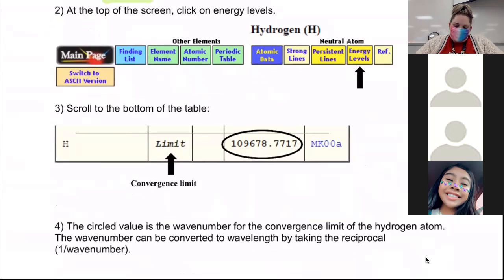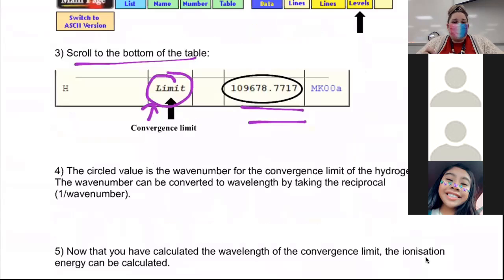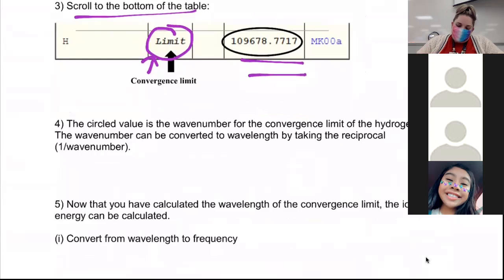Then it says scroll to the bottom of the table. When you get to the bottom of the table, you're going to see the word limit. That's indicating the convergence limit. This number over here is what you're going to use. It's called the wave number. That's different from wavelength. And it tells you here you can convert wave number to wavelength by just taking the reciprocal. So just do 1 over that number.